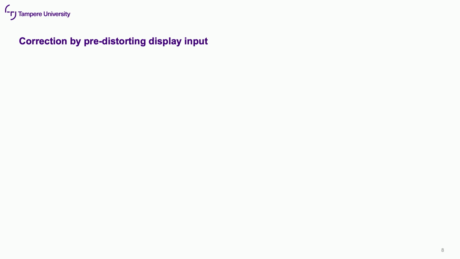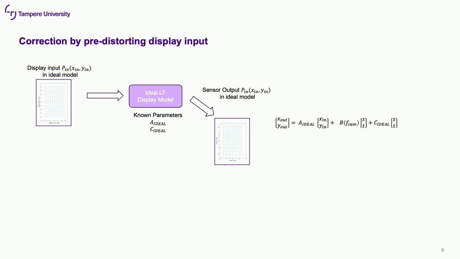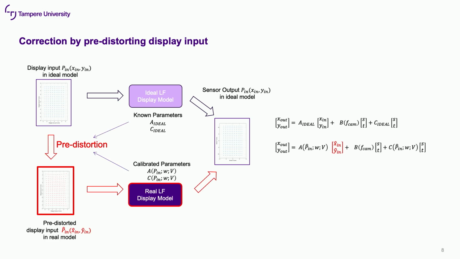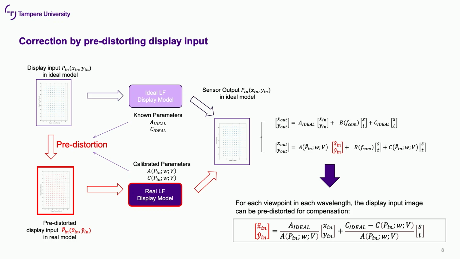In our ideal scenario, with predefined parameters, we can achieve the expected output using the ideal input. We can pre-distort the original ideal input from P in to a new position, P hat in. This pre-distortion is designed to compensate the real transverse ray aberrations, allowing us to achieve a result comparable to our ideal case. By combining these equations for both the ideal and the real scenarios, we can determine the amount by which we need to offset the input pixel. This offset varies for each wavelength and each viewpoint and is dependent on the input pixel location.